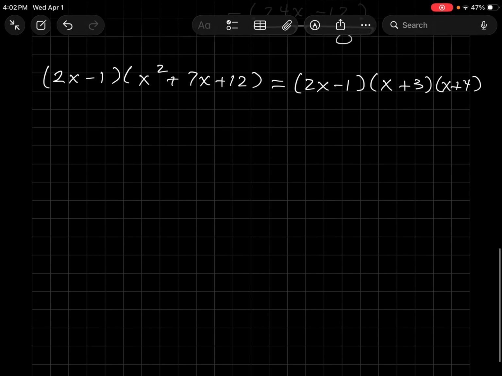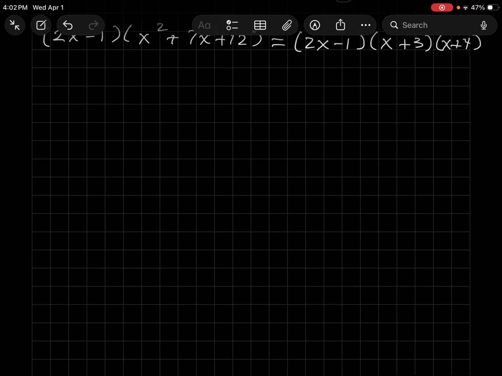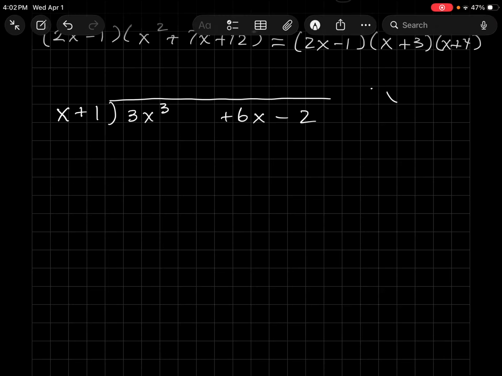Take a look at one more example where maybe it doesn't work out so nicely. Let's just start like this. Let's do x plus 1 into 3x cubed plus 6x, I left that space on purpose, minus 2. So you might have seen it like this. They say 3x cubed plus 6x minus 2 divided by x plus 1. I left space because when we're doing these problems, I need every single power. And if there's no x squared term, I still have to put a placeholder of 0x squared.